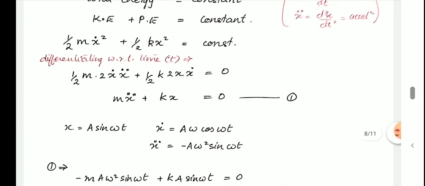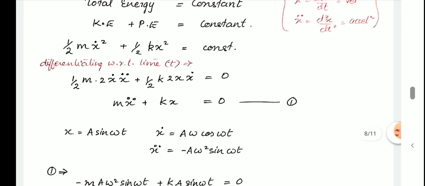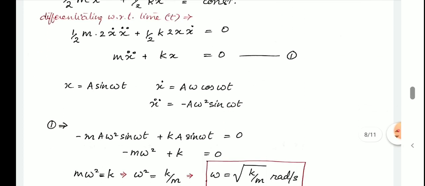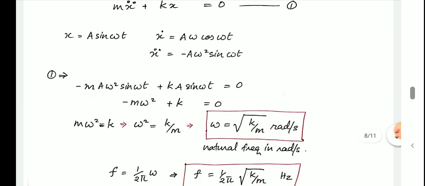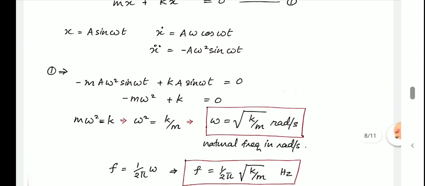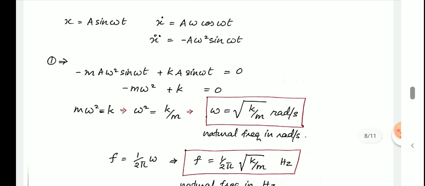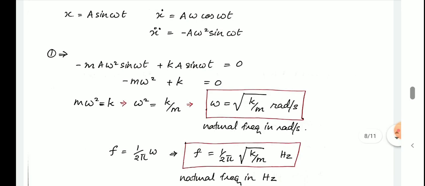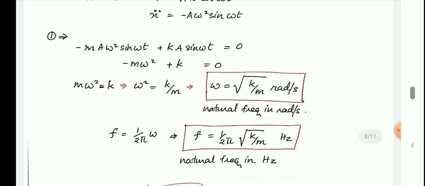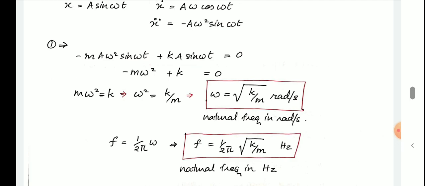Now substitute the values of x dot, x double dot and x in the governing equation, equation number 1, m x double dot plus k x equal to 0. Carefully substitute the values, and finally we get the equation as minus m omega square plus k equal to 0, because sin omega t and A were common terms, so we can cancel them out. From that equation we can write omega square is equal to k by m, and omega is equal to the square root of k by m.